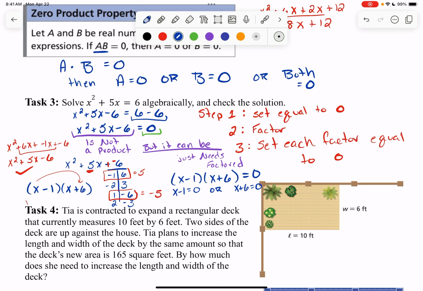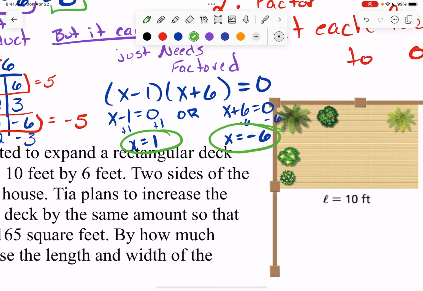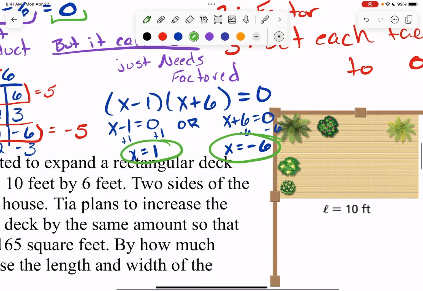If x minus 1 equals 0, then if I add 1 to both sides, x equals 1. If x plus 6 equals 0, if I subtract 6 from both sides, x equals negative 6. Sorry, I didn't leave enough room for this problem. So this tells me that x could either be 1 or negative 6. Those are the two possibilities for x.